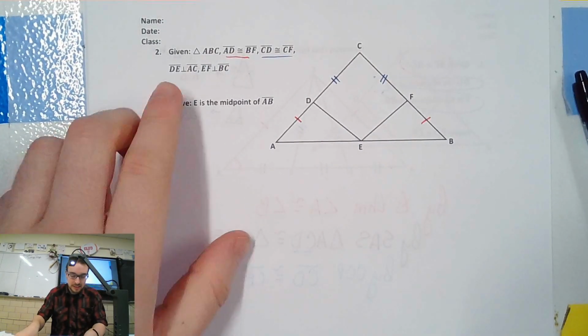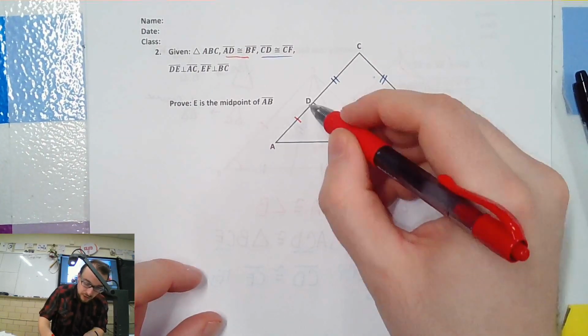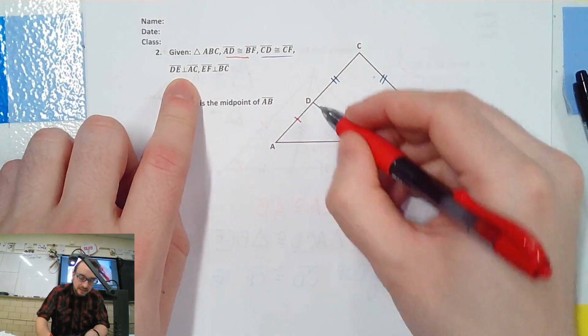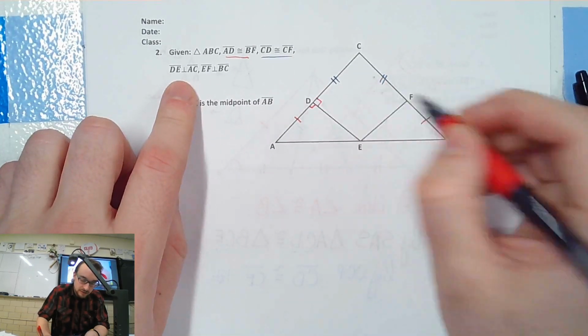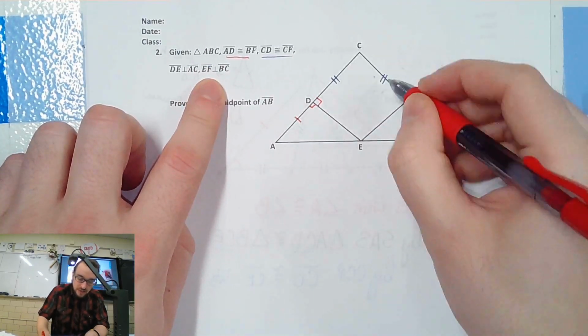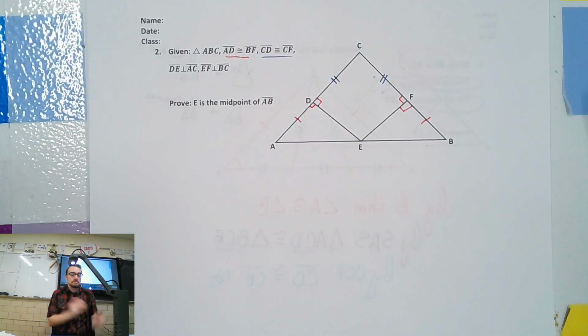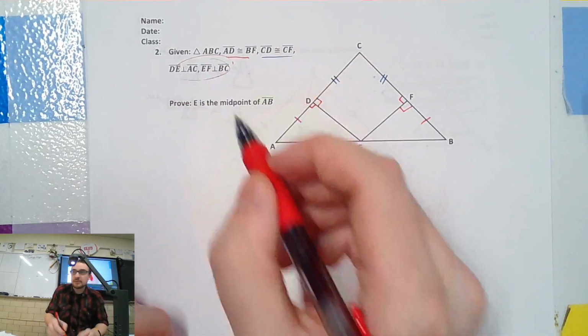We also know that DE and AC hit each other at a 90 degree angle. That's what that means. It's perpendicular. So DE hits AC at 90, so those are 90 degree angles. Same thing here with EF and CD. So those are 90 degree angles. Okay? All right. So that takes care of all those.